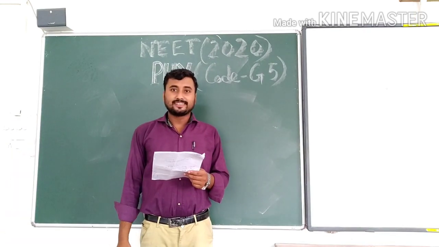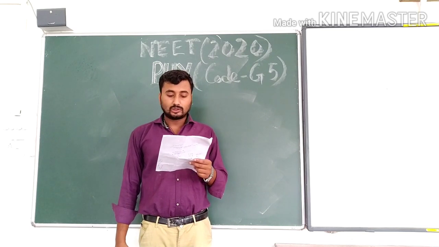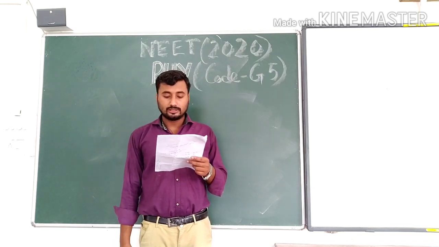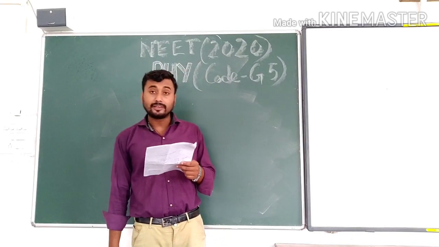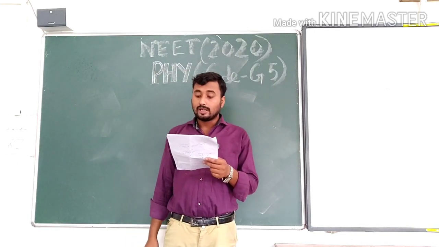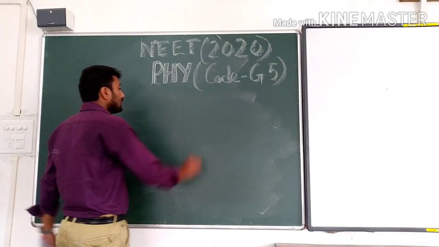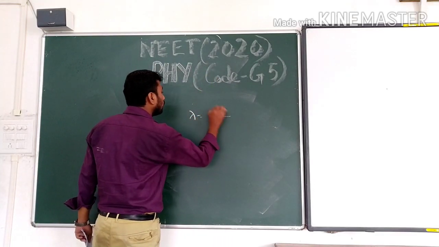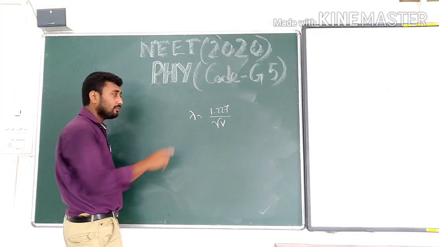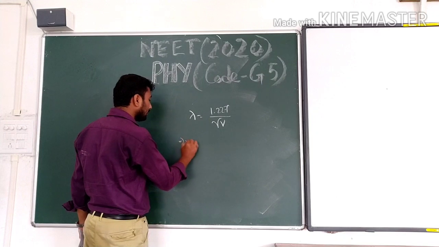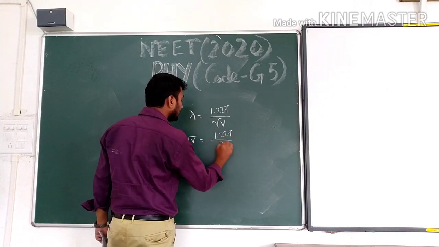Question number 143. An electron is accelerated from rest through a potential difference of V volt. If the de Broglie wavelength of the electron is 1.227 into 10 to the minus 2 nanometer, the potential difference is? So what is the equation? Lambda equal to 1.227 divided by root V, where V is our potential difference. So therefore root V equal to 1.227 by lambda.